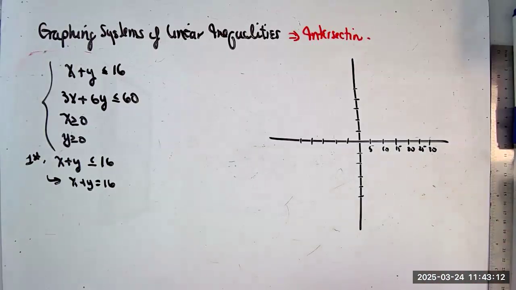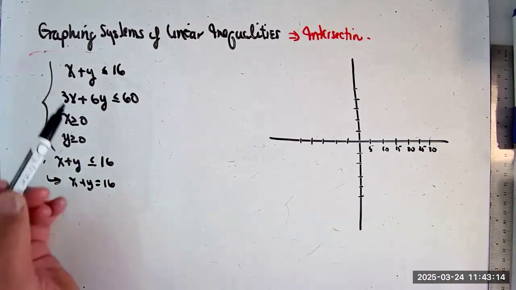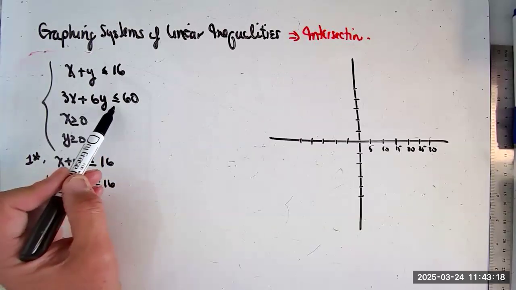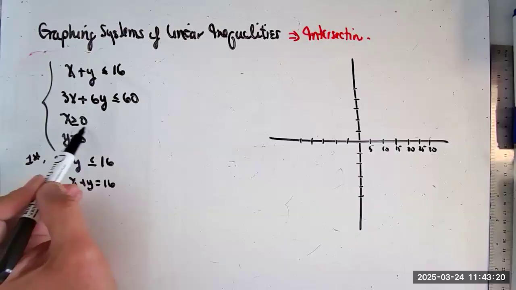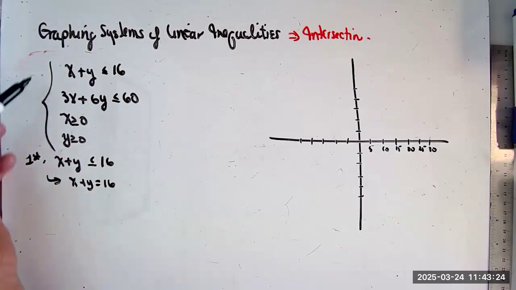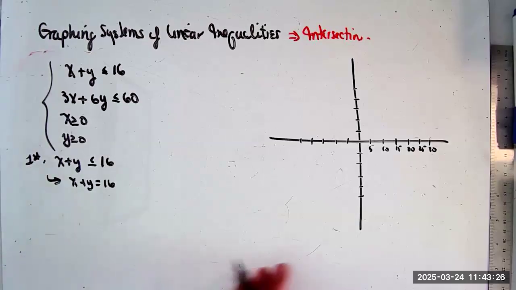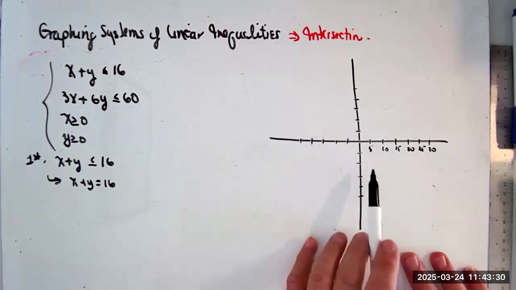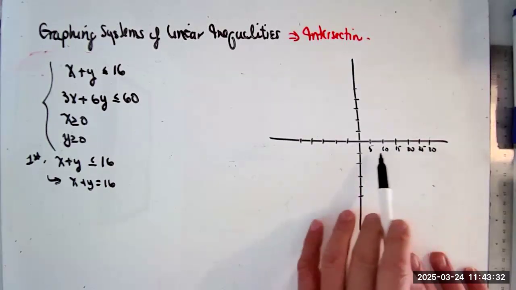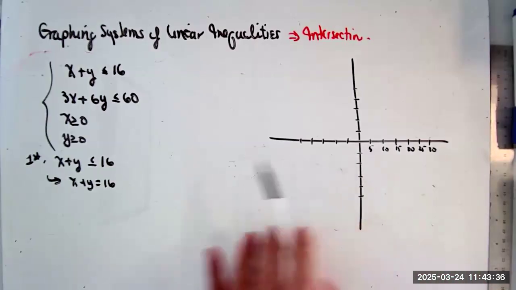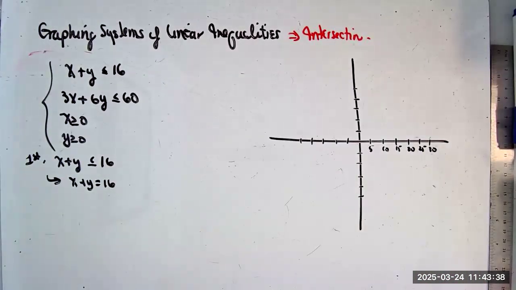Let's see if I can do this one. x plus y less than or equal to 16, 3x plus 6y less than or equal to 60, x greater than or equal to 0, y greater than or equal to 0. One at a time, let me start with the first inequality. By the way, I'm going to try to display the scale with a tick mark every 5, just due to the numbers.